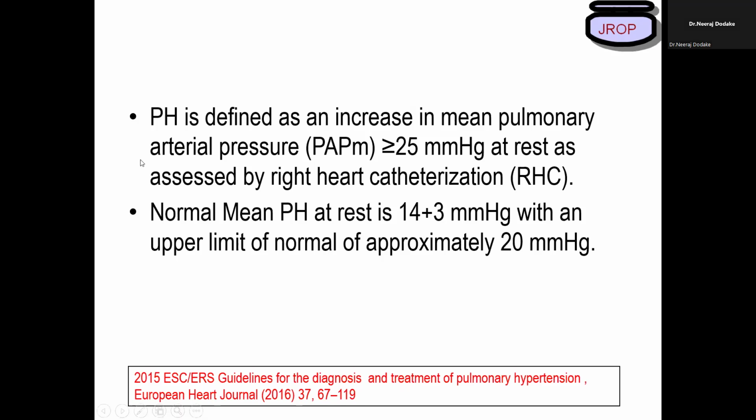And on the other hand, it is defined as an increase in mean pulmonary artery pressure more than 25 millimeters at rest as assessed by right heart catheter. The question comes, what is a normal pulmonary artery pressure at rest for a normal subject? It is 14 plus minus 3 millimeters of mercury with an upper limit of about 20 millimeters of mercury. So anybody who has less than 20 millimeters of mercury as the right heart pressure or mean pulmonary artery pressure is considered normal.